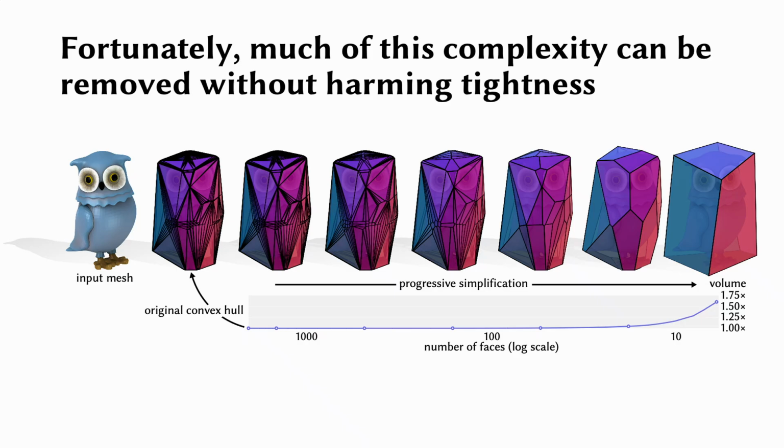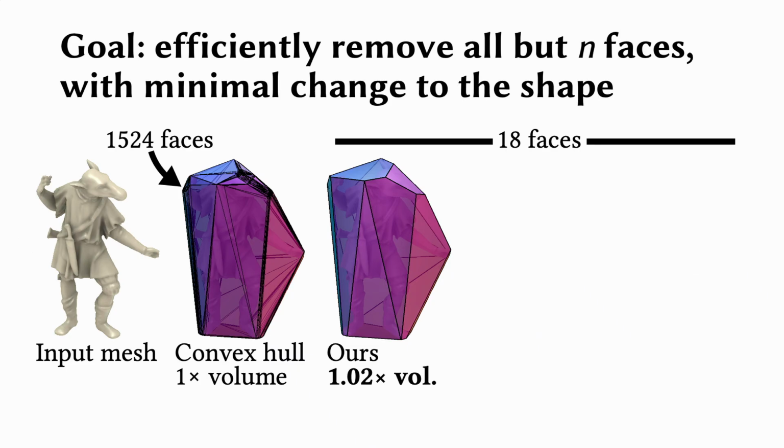So a lot of the results are extremely aggressive simplifications, mostly to show that there's something different happening. The goal for this work is to take as input an exact convex hull, represented as a list of faces, and reduce it to a potentially very small number of faces with minimal change to the shape. We can measure that change to the shape in a variety of different ways. I'll get into that later. But here it's measured in terms of volume change.